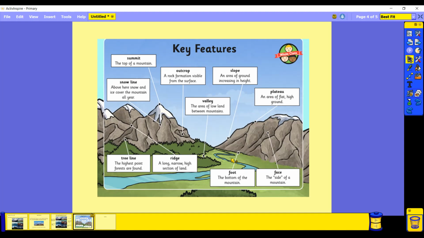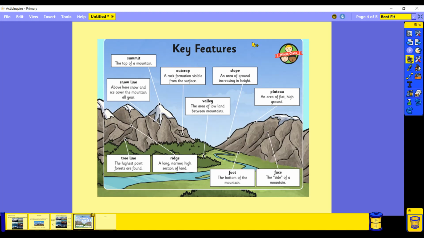A face is a side of a mountain, whereas the foot is the bottom of the mountain. You've also got a ridge, which is a long, narrow, high section of land. So you can see here, it's high, but it's very narrow and long. You've also got the tree line, which is the highest point the forests are found. So the highest point of the forest down below at the bottom of the mountains would be your tree line.